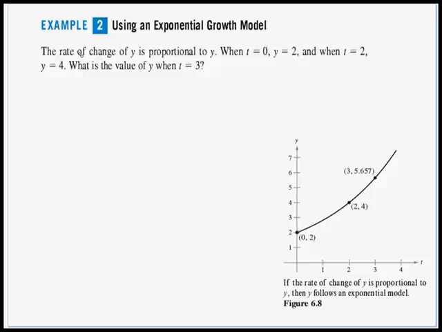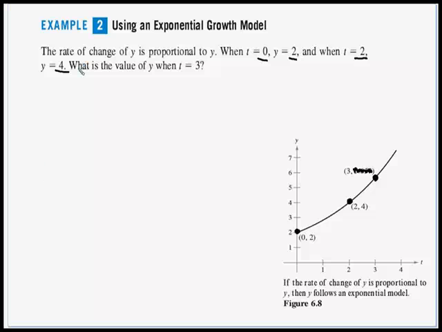So we know that the rate of change of y is proportional to y. And here are some initial conditions. (0, 2) is a point on the graph, and we see that here graphically. And when t is 2, y is 4. That's another point, another initial condition, (2, 4). We want to find the value of y when t is equal to 3. So when t is 3, what is our y value?